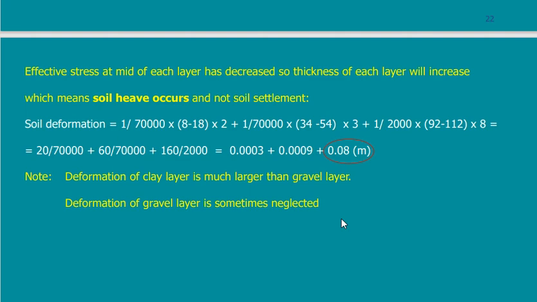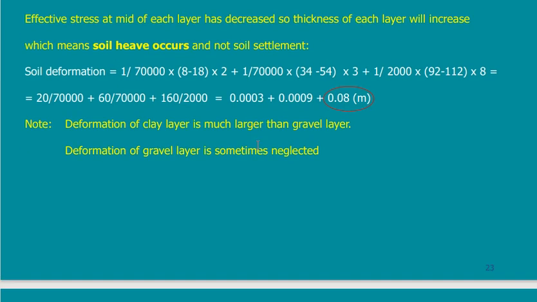Suppose I have rock and I have sand. If you want to calculate the effect on the sand, you can ignore the effect of the rock and consider that it will not settle at all. Why? Because if you have settlement in the sand of, say, 5 centimeters, in the rock it will be 0.005 centimeters. It is nothing. So you can ignore it easily.